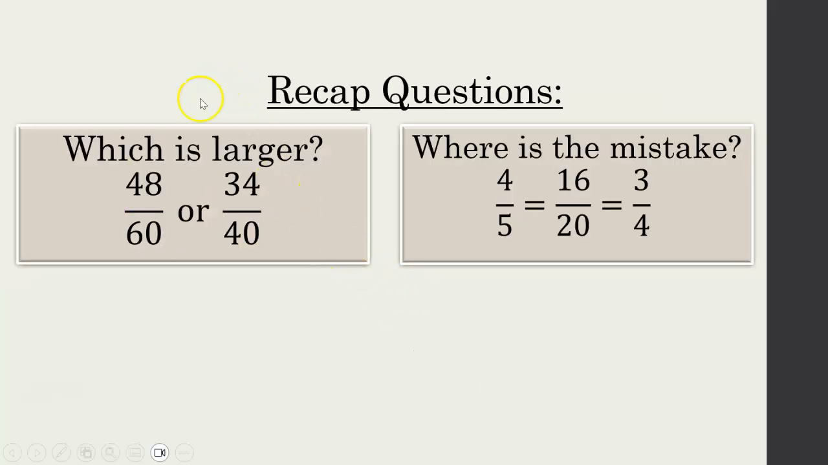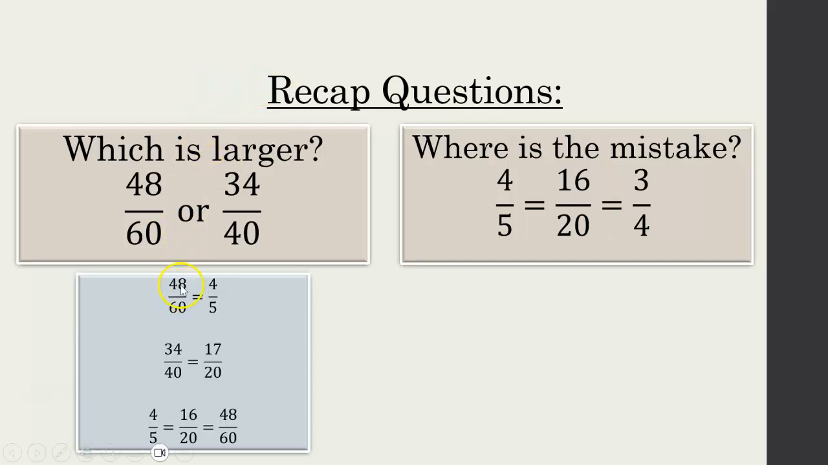Okay, some recap questions. Which is larger, 48 over 60 or 34 over 40? Now that's a tough question. How would you do that without a calculator, do you think? Okay, where is the mistake here? So 4 over 5 is equal to 16 over 20, which is equal to 3 over 4. What's gone wrong? So I'll give you a second to do those.